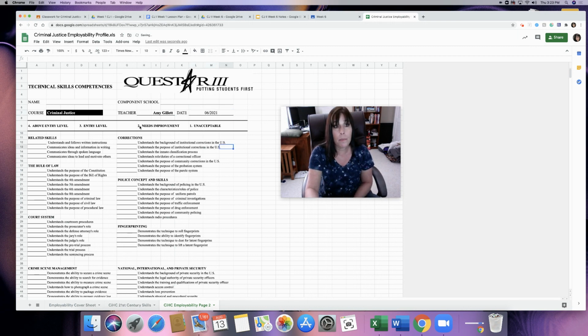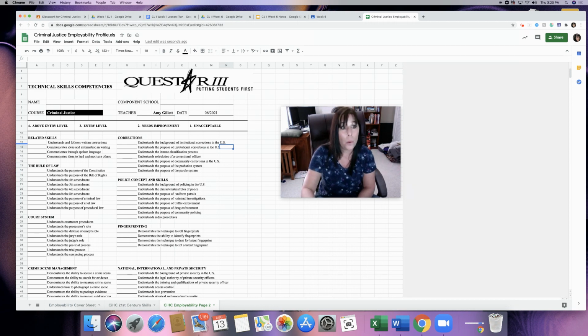So it's the same. 4 is above entry level. So you are pretty much an expert. You could teach it to somebody else. 3 is entry level, and there's nothing wrong with that. It's a very good grade, very good score. You're proficient. 2, you know it, but you're not super strong in it. And then a 1 is unacceptable. Like, I just don't get it at all.